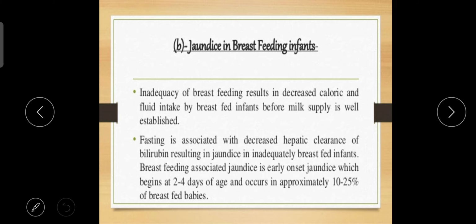Next one is jaundice in breastfeeding infants. Inadequacy of breastfeeding results in decreased calorie and fluid intake by breastfed infants before milk supply is well established. Fasting is associated with decreased hepatic clearance of bilirubin, resulting in jaundice in inadequately breastfed infants. Breastfeeding associated jaundice is early onset jaundice which begins at 2 to 4 days of age and occurs in approximately 10 to 15% of breastfed babies. So these are the four types of jaundice: physiological, pathological, breast milk jaundice, and breastfeeding jaundice.